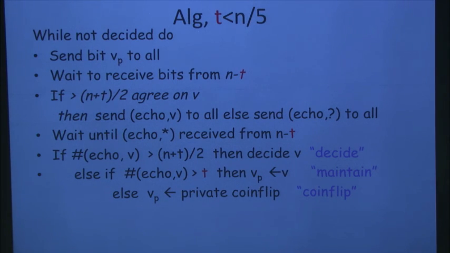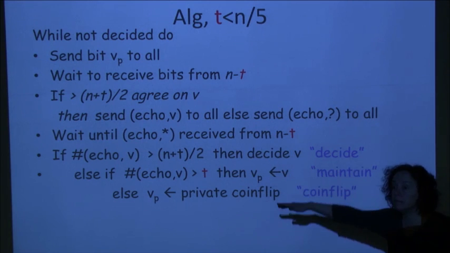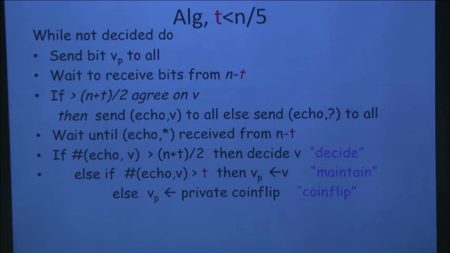I'm sorry, I can't just throw up the synchronous algorithm for you because I haven't looked at it in a long time. But Ben-Or's algorithm is very simple. This is Ben-Or's asynchronous algorithm, and it works if t is less than n over 5. Now I'm going to describe it to you.